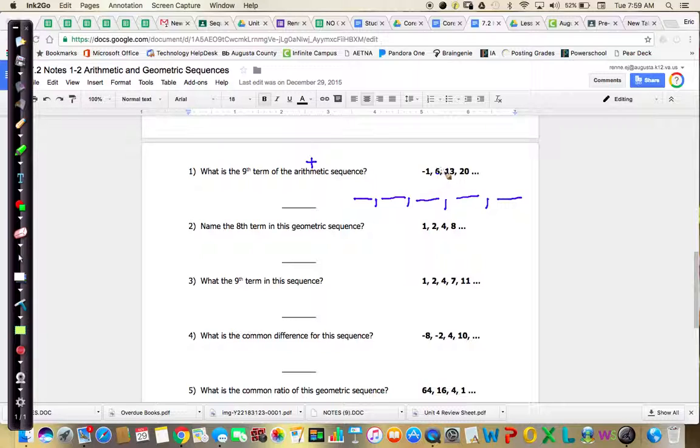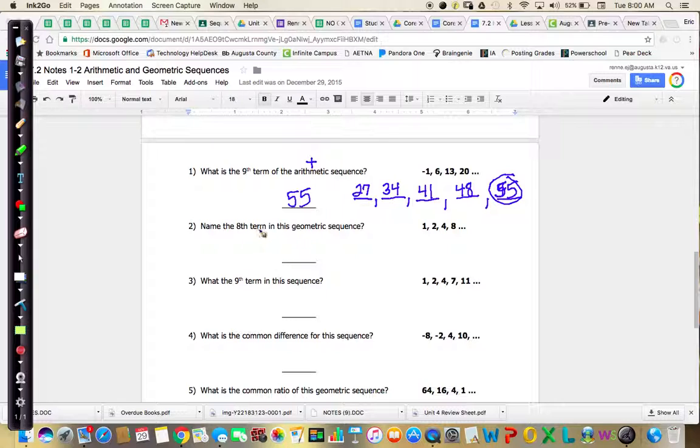Now, if we study the numbers, we have -1, 6. Okay, you might not see the pattern there, but when I look from 6 to 13, I can see that it's going up by 7, and 13 to 20 is also going up by 7. So I know the pattern is adding 7 each time. So if I add 7 to 20, I get 27. Add 7 again, I get 34, then 41, then 48, and add 7 again, I get 55. Okay, let's double check. 1, 2, 3, 4, 5, 6, 7, 8, 9. So there is the 9th term. So I'm going to write it on the blank. It's 55.